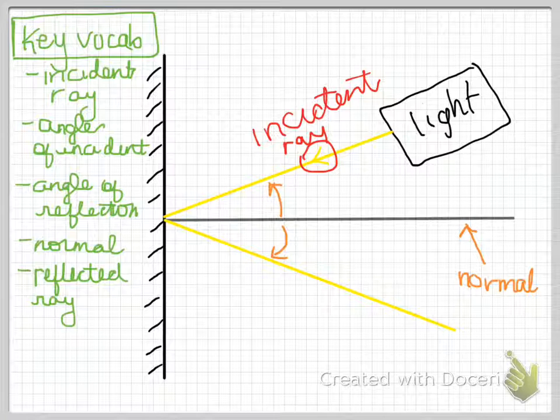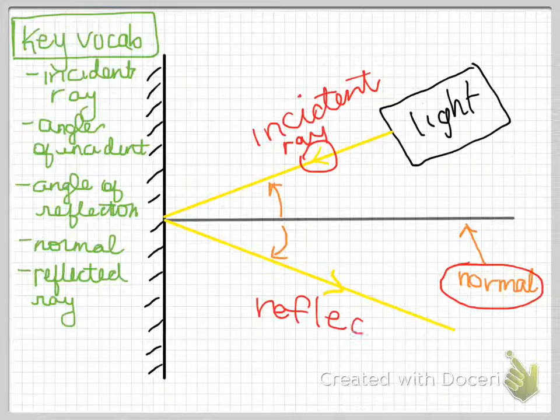Then another word you'll need to understand is the normal. This is an imaginary line, but you draw it here. It's basically a perpendicular line coming out from the center of the mirror, and it's called the normal. It's what you would use to measure the difference between the incident ray and the reflecting ray. The reflecting ray is this right here. That's the ray that's coming off of the mirror, or the change in direction.